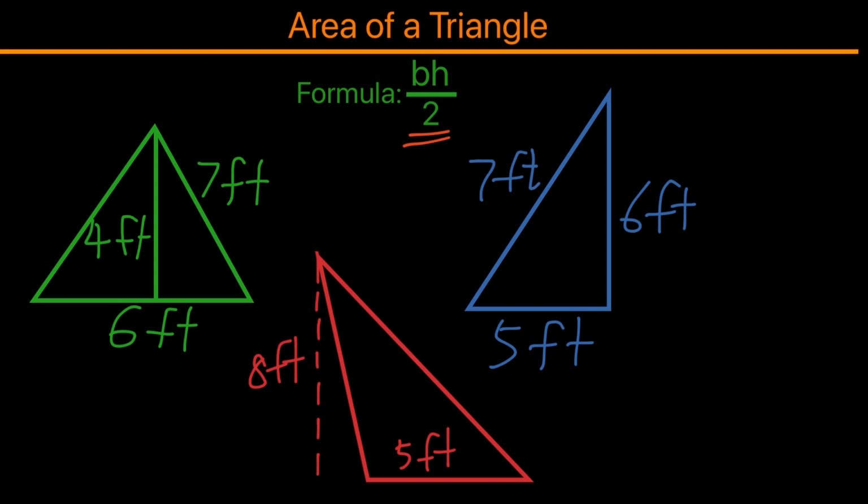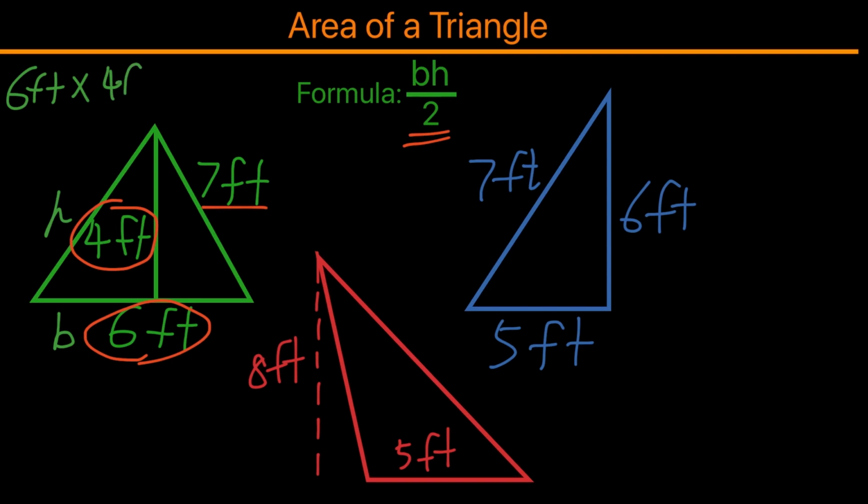For the first one, in green, we have to first identify which is the base and which is the height. So from the green triangle, the base is 6 feet. The height is 4 feet. Now that we know that 6 feet is the base and 4 feet is the height, it would be 6 foot times 4 foot over 2.